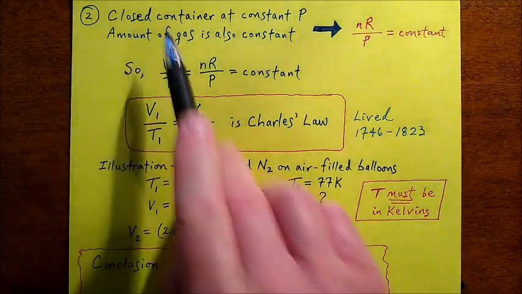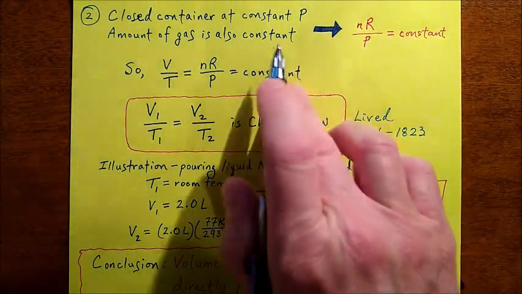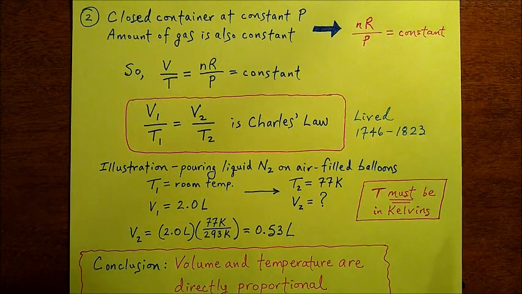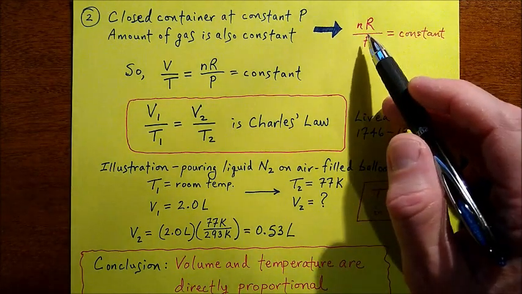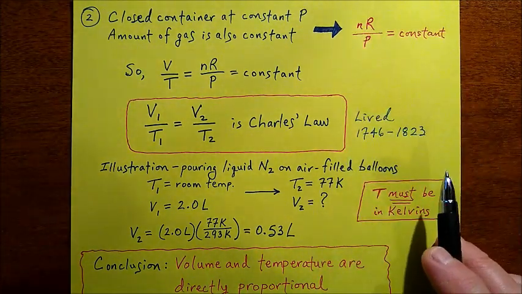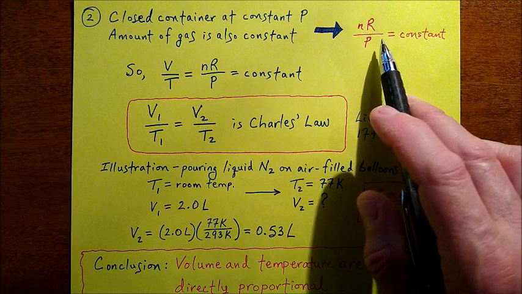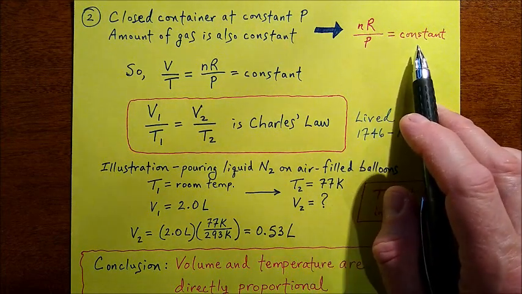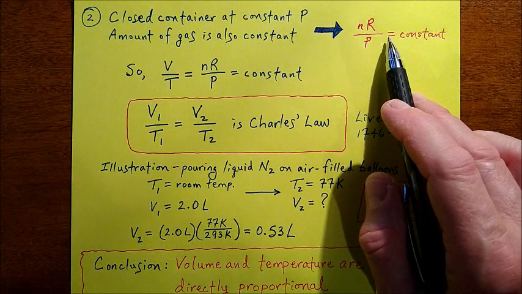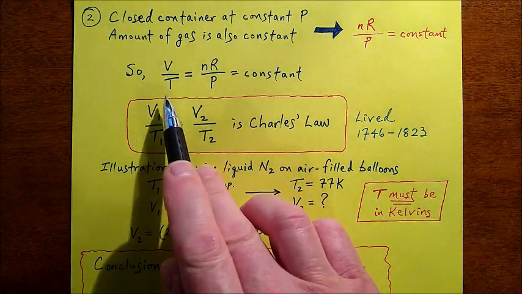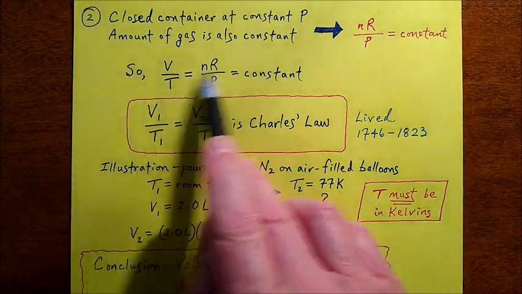In this case, we also have a closed container, but instead of constant temperature, we're at constant pressure. You recall Boyle's law was under constant temperature. But the amount of gas is a constant. It doesn't change. So if pressure and n are constant, and you rearrange the ideal gas law, you come up with nR over P is a constant. And therefore, if you put everything else that's part of the ideal gas law on the other side, that would be V over T.